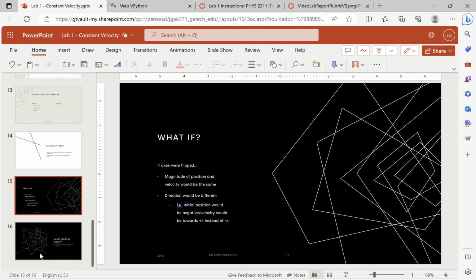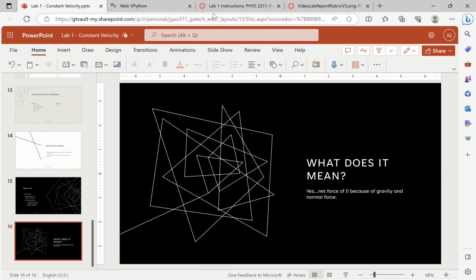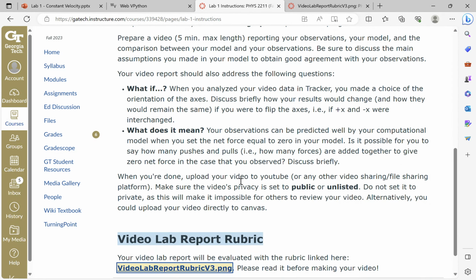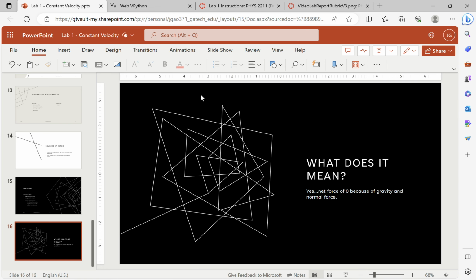And to answer the what-does-it-mean question, about whether it's possible to say how many pushes and pulls there are to get zero net force, I'd say yes, because there's a downwards force of gravity and an upwards normal force, and these two forces cancel each other out to give a net force of 0.